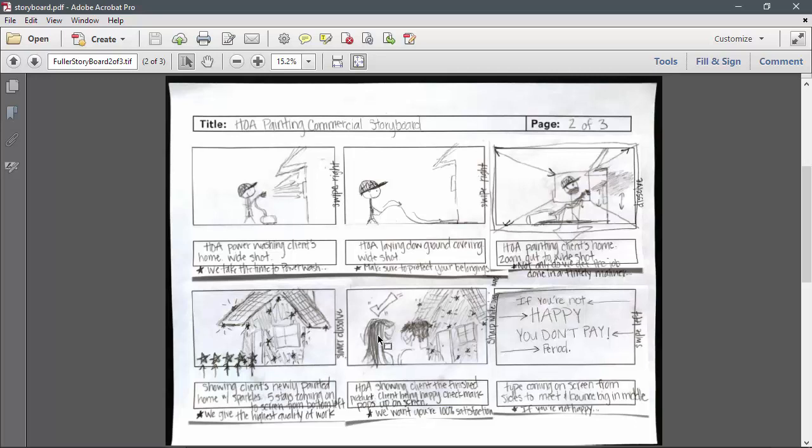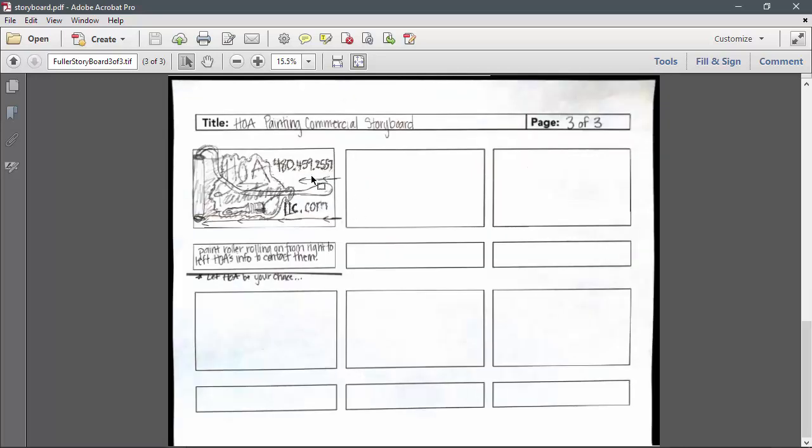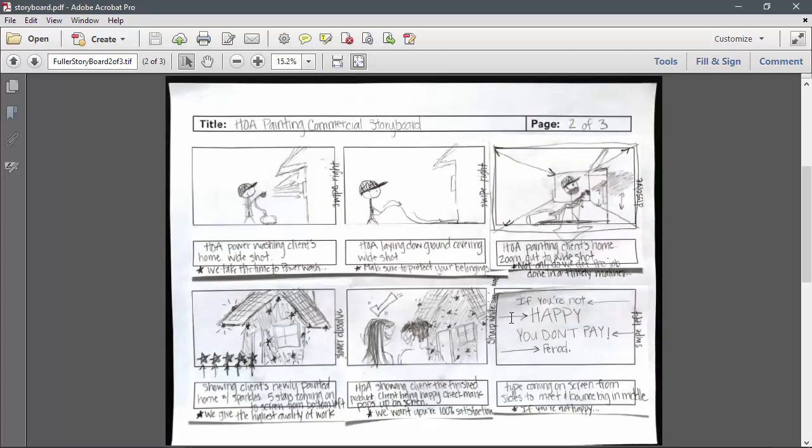We then are going to transition into the idea that we have a happy client overall. And here we're using text that's going to be coming in from different directions. "If you're not" is coming in from the right. "Happy" is coming in from the left. "You don't pay" is coming in from the right. And then a period comes back in from the left. "Call HOA." And that's basically the idea behind the board.